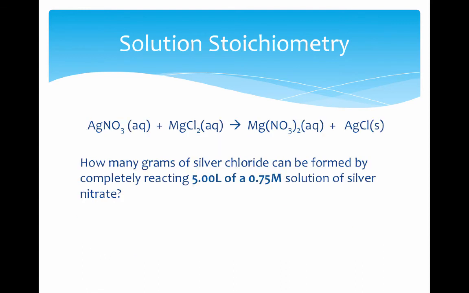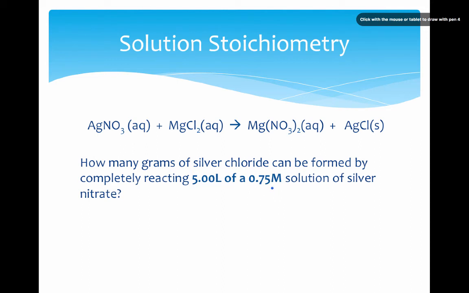So without further ado, let's take a look at an actual problem. The question here is: how many grams of silver chloride can be formed by completely reacting 5.0 liters of a 0.75 molar solution of silver nitrate? Notice again here in bold, instead of giving us mass or a certain number of moles, now we have a volume and a concentration of solution.